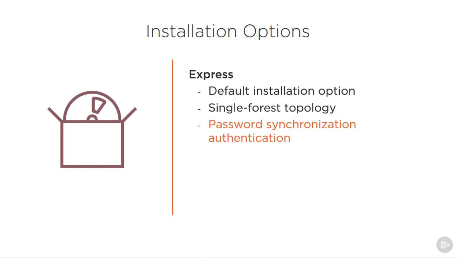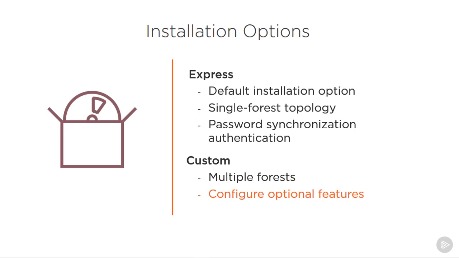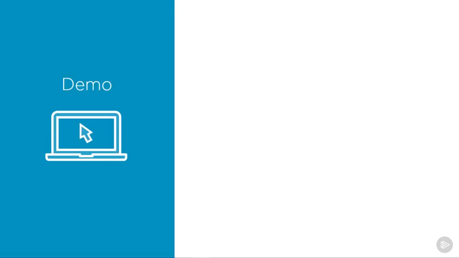But if you want to get a little more complex, you have a custom installation, and you're going to use this for your multiple forests, and you're also going to use this for configuring optional features like ADFS, the Active Directory Federation Services, which we're going to talk about in a separate course. So be prepared before you kick off the installation so you know how to respond to these prompts when you get to that point. Let's step out to our desktop here and take a look at exploring the Azure AD Connect installation.